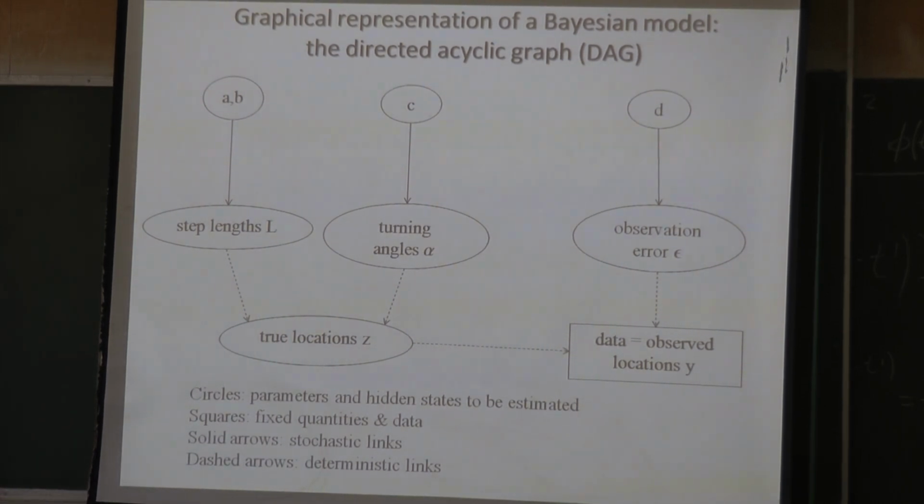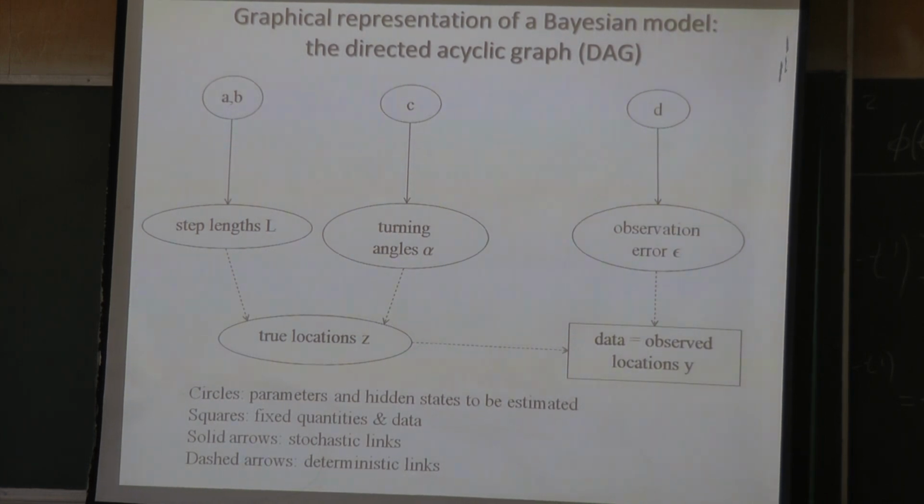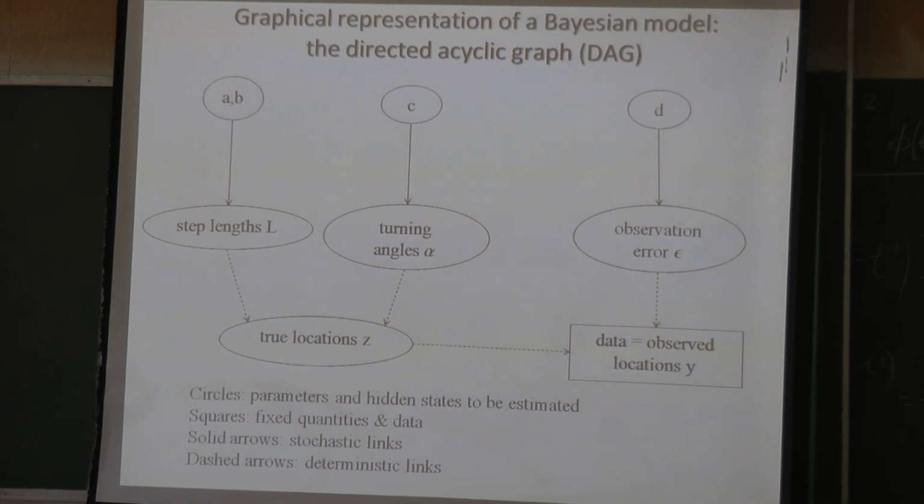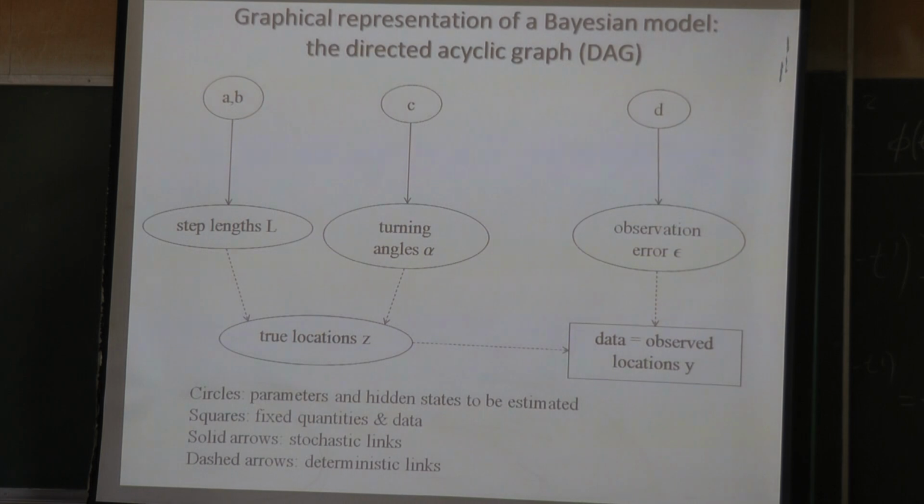I think you should always draw this DAG for your model. It helps you to understand the links between the components of the model, but this will also be very useful if you, for example, need to define MCMC schemes yourself for the parameter estimation, because this helps to understand the links between the parameters and the dependencies. So I think this is now pretty standard notation that by the circles you denote the parameters and hidden states to be estimated. In this case, this is just a correlated random walk model.